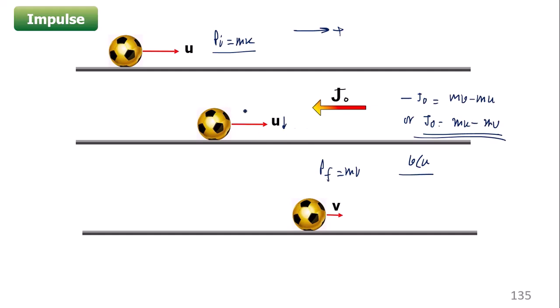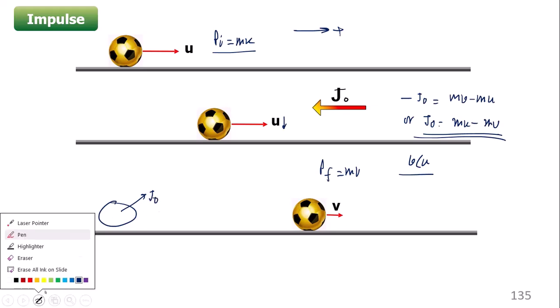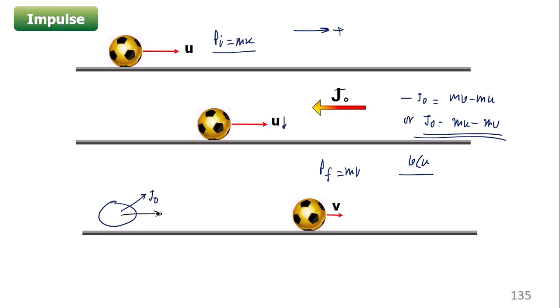Okay, so in another way, if I apply the impulse in some angular direction, let us say there is a ball. I have applied impulse in this angular direction. Let us say I applied J naught in this direction. So J naught has two components: one is J naught x, and in the vertical direction J naught y. That means now this J naught x will change the momentum along the x direction. Similarly, J naught y is responsible for changing the momentum along the y direction.